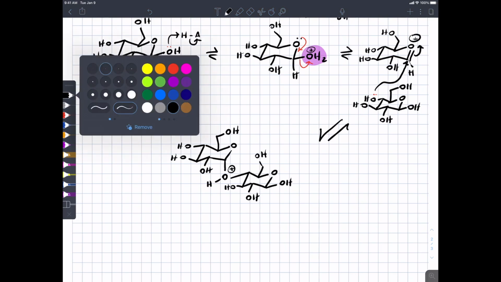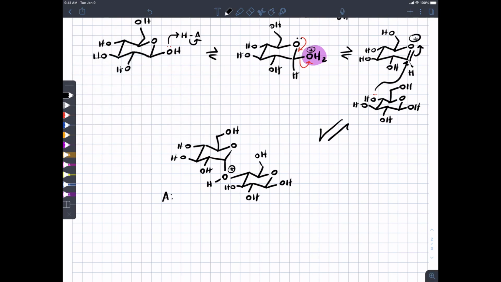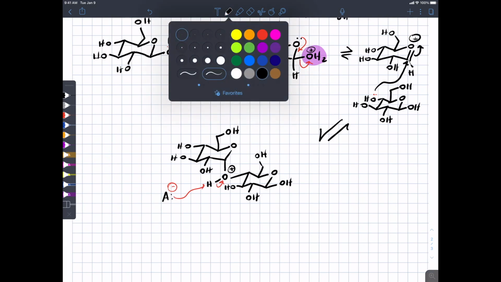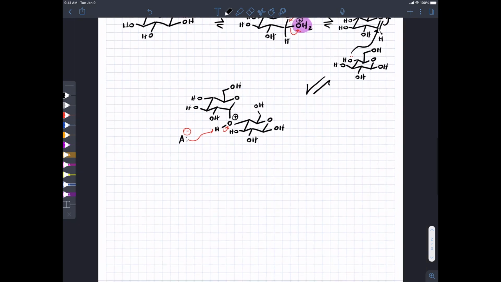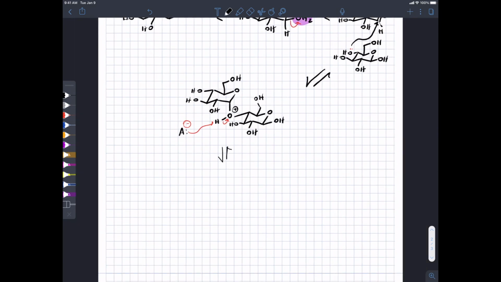And then the enzyme, or the conjugate base of our acid, whatever it is, can remove the proton. And that will give us our final acetal.